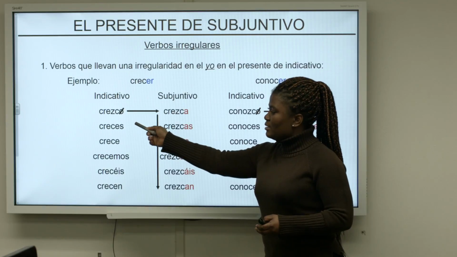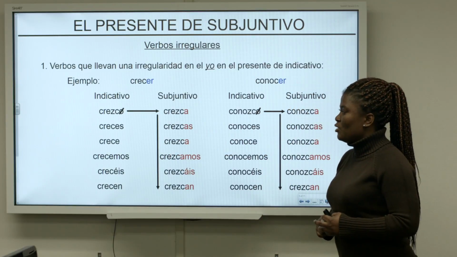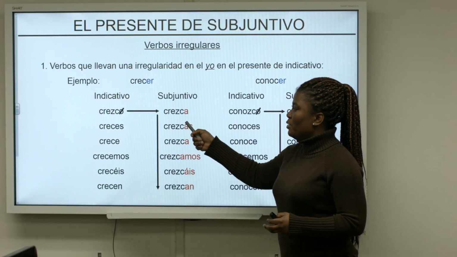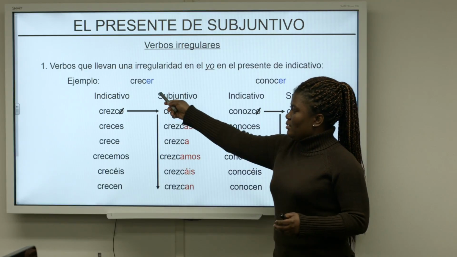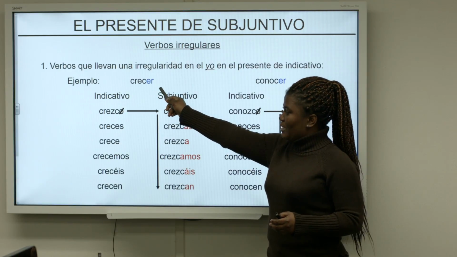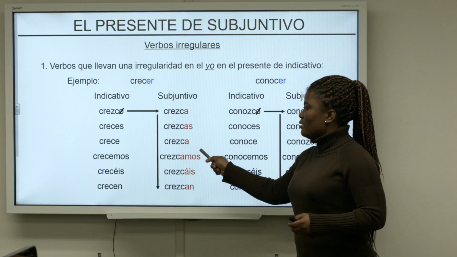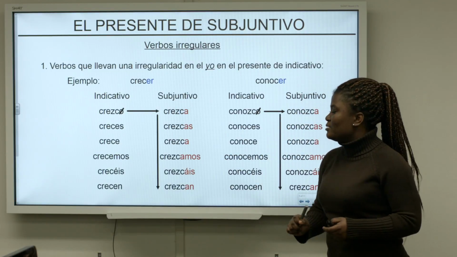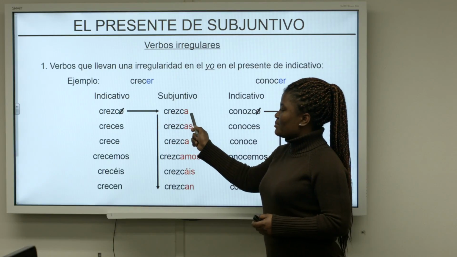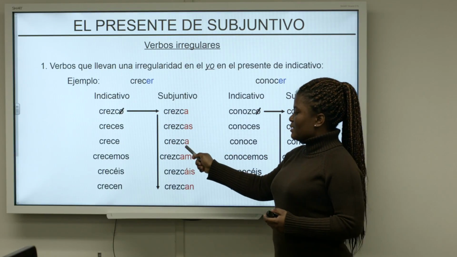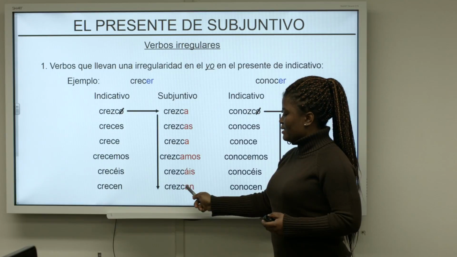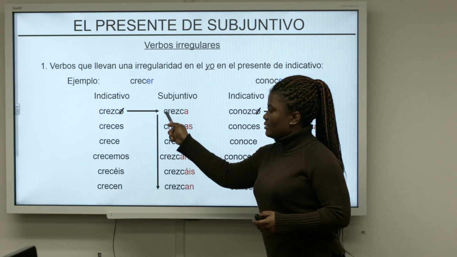So having taken this form of the verb in the yo form, we take away the O, and we add the endings that are not the same as the ER. So ER verbs would end in A as though they were AR verbs. So we have crezco becomes crezca, crezcas, crezca, crezcamos, crezcáis, crezcan. So it goes like this.